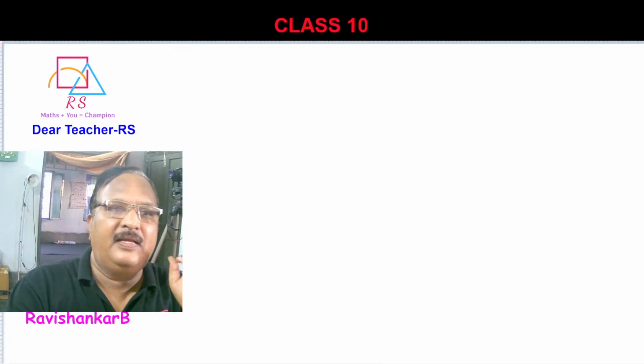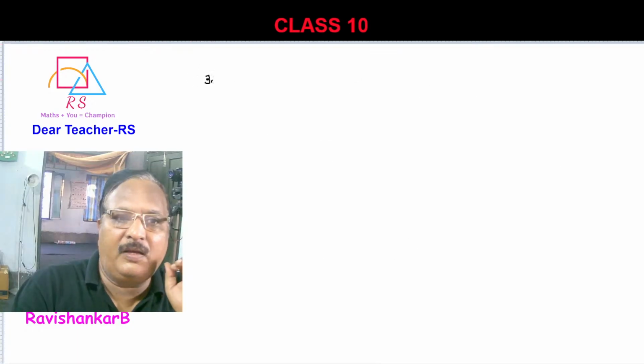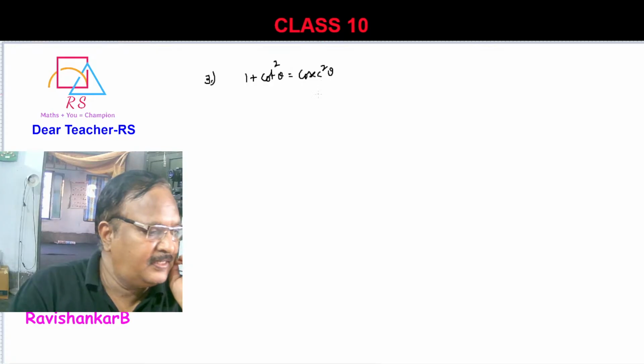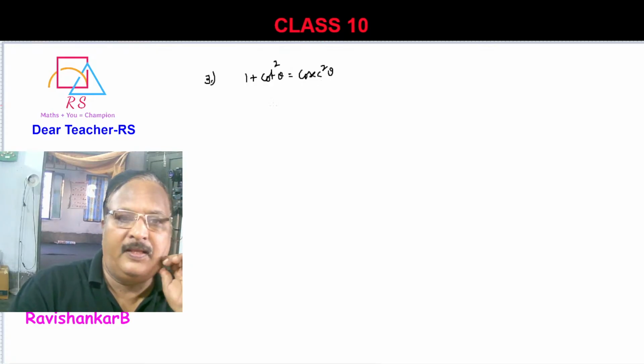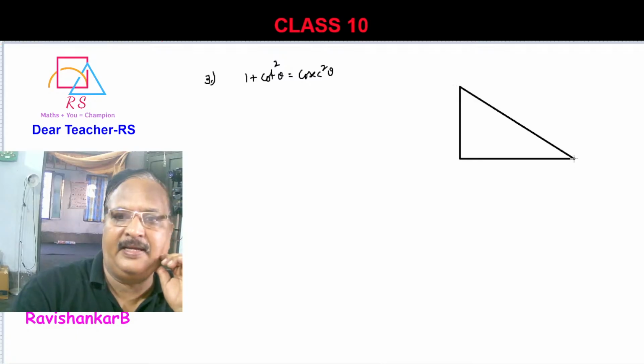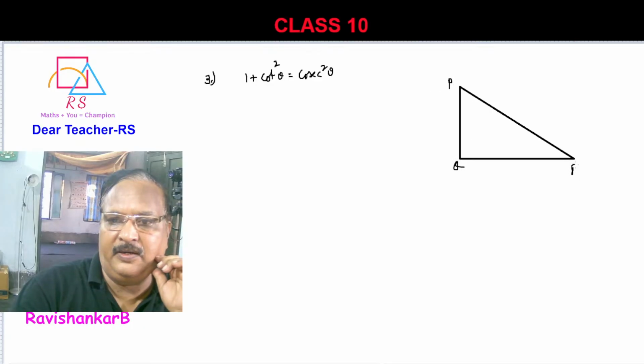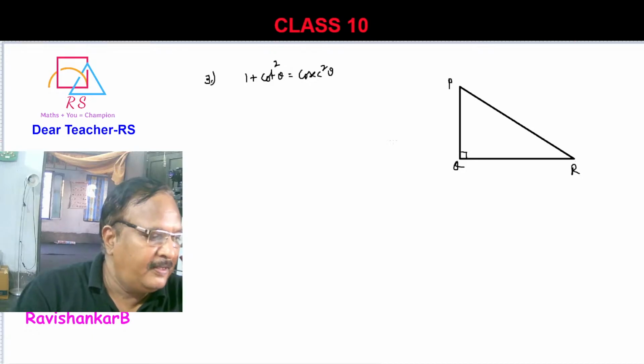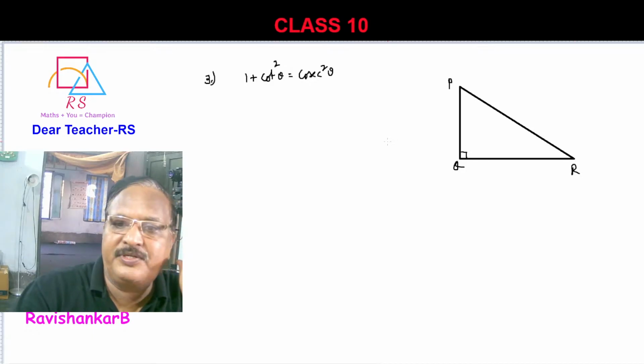The third identity is given on cot theta: 1 plus cot square theta is equal to cosecant square theta. Here, same as before, you take a right angle triangle and name it. This time I will make it PQR just for change. All the diagrams I have kept ABC.